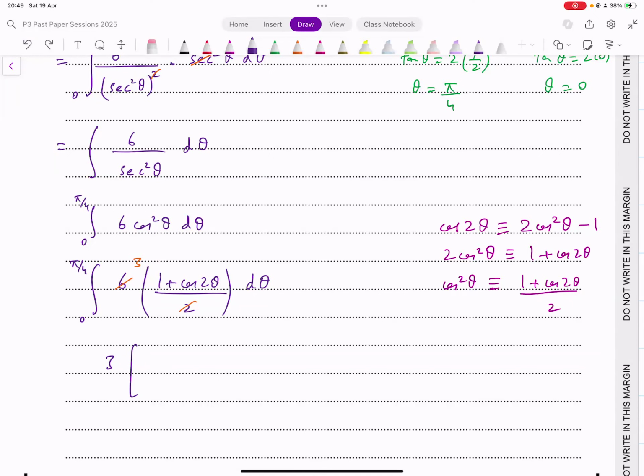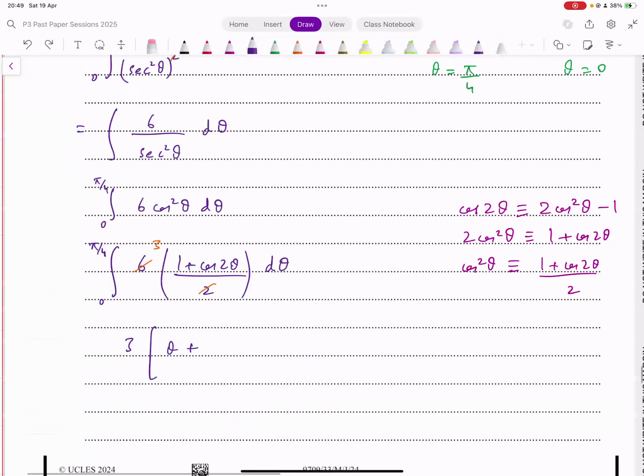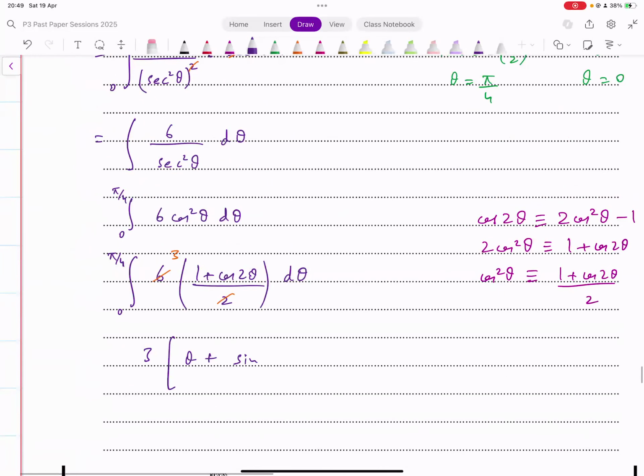Integration of 1 with respect to theta, that's just theta. Integration of cos 2 theta with respect to theta is going to be sine 2 theta divided by 2. And that's your integration done. You can input the limits now. Limits are from 0 to pi over 4. You can keep 3 outside if you want. That also works. You can keep it inside. It's your choice, however you want to do it. Now you just have to input the limits from 0 to pi over 4.